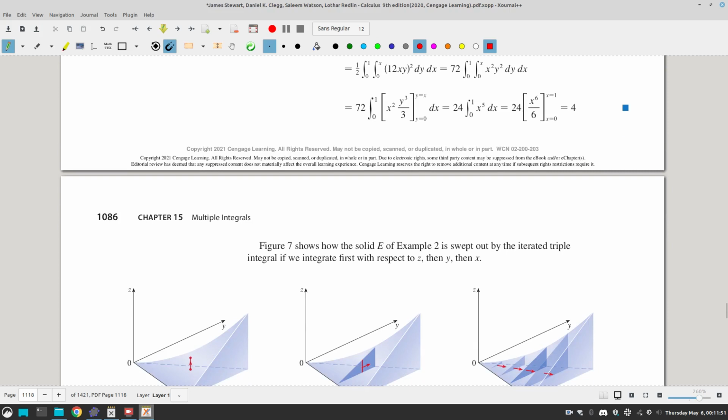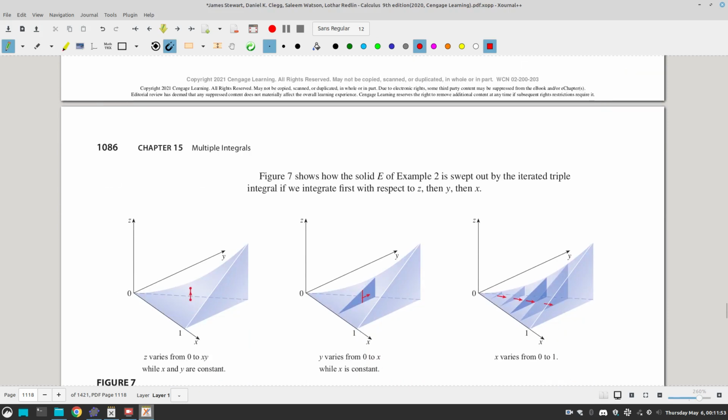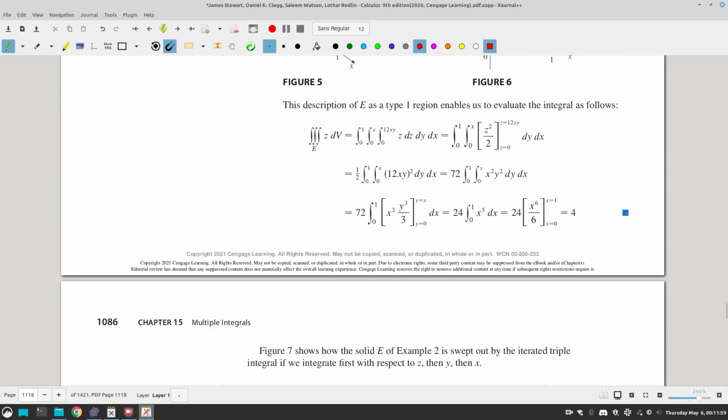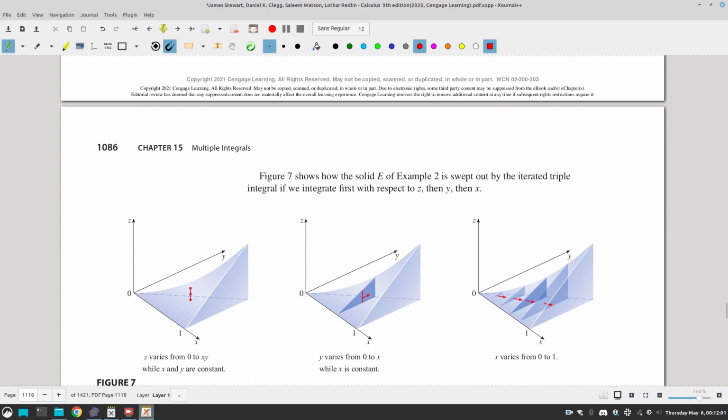So figure 7 shows the solid E of example 2 is swept out by the iterated triple integral if we integrate first with respect to z, then y, then x. When you're integrating with respect to z, you're going from the xy plane all the way to 12xy. When you're integrating with respect to y, you're going from 0 to x. And when you're integrating with respect to x, you're going from 0 to 1.